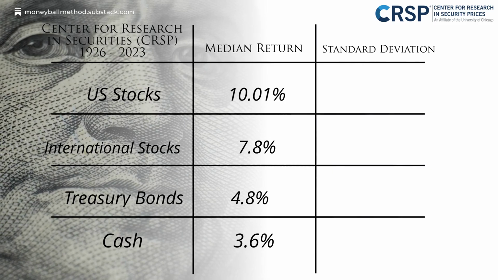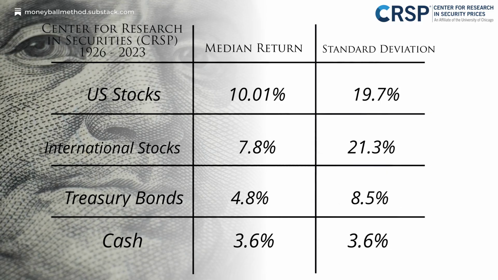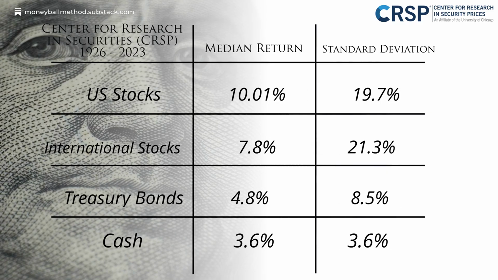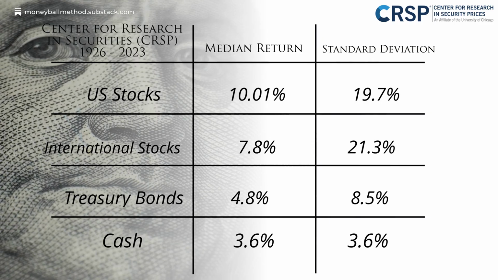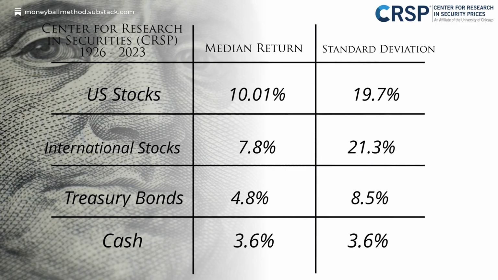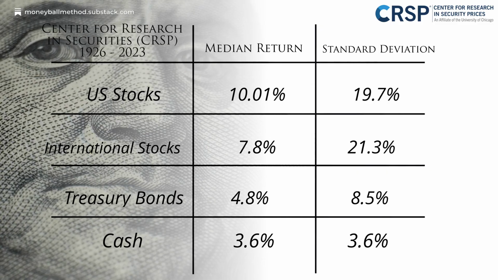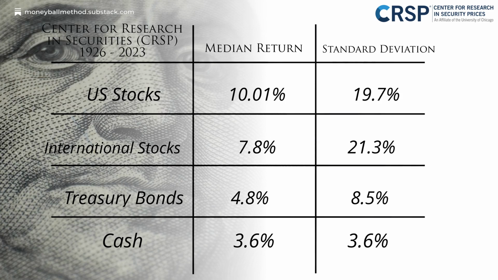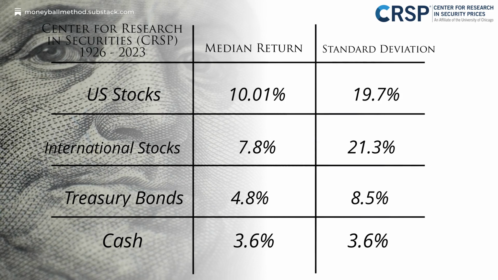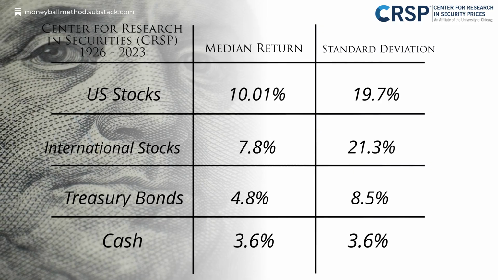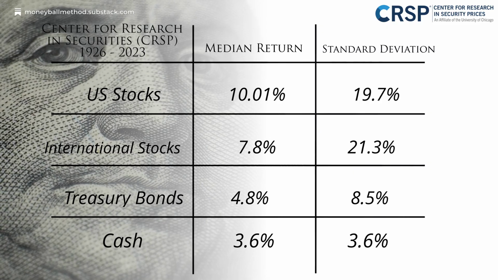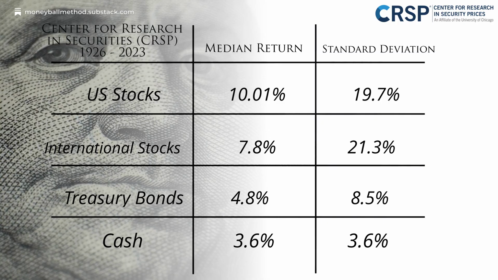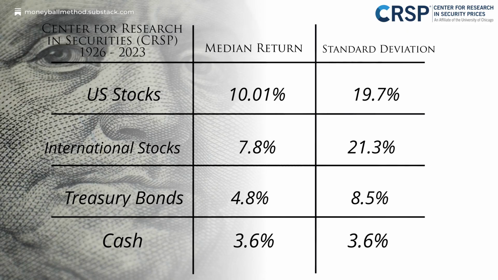In the far right-hand column, you can see that the standard deviation for stocks is 19.7%. That's a statistical term that measures the volatility of the asset class. Standard deviation for international stocks is a little bit higher at 21.3%. You might argue, why would I want to own any international stocks if the median return is lower, but the risk is higher? That is a great question. There is a good reason for it. It has to do with correlation. We can see that the risk associated with Treasury bonds is about half of that for stocks, which makes sense. And the standard deviation for cash in the form of Treasury bills is even lower, which also makes sense.